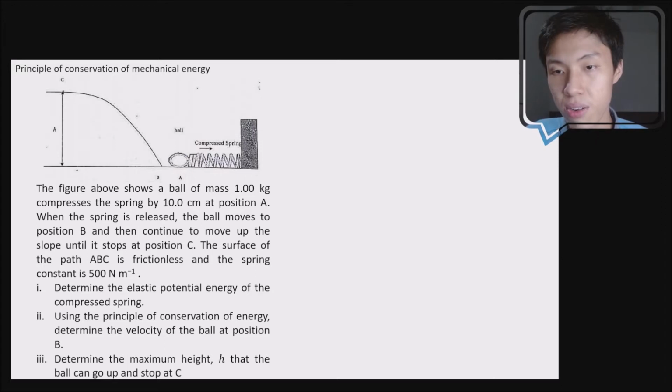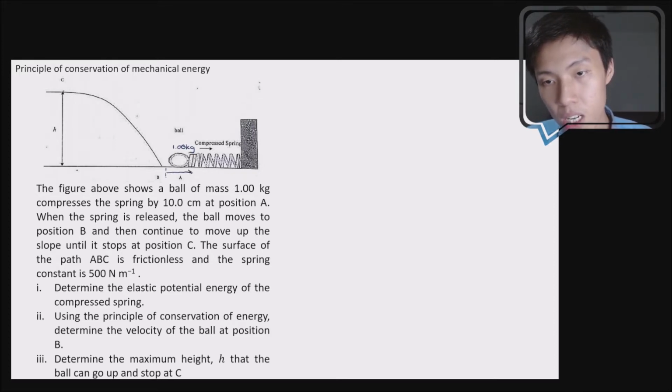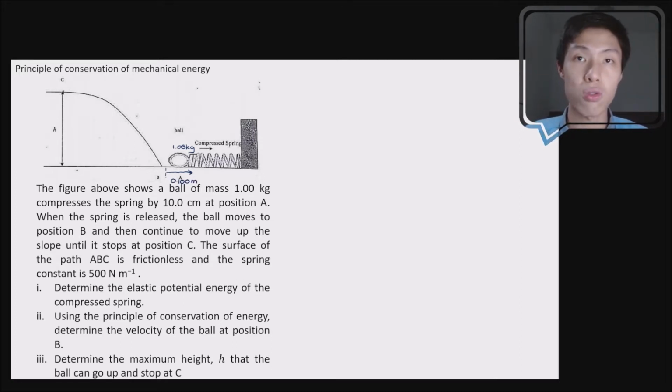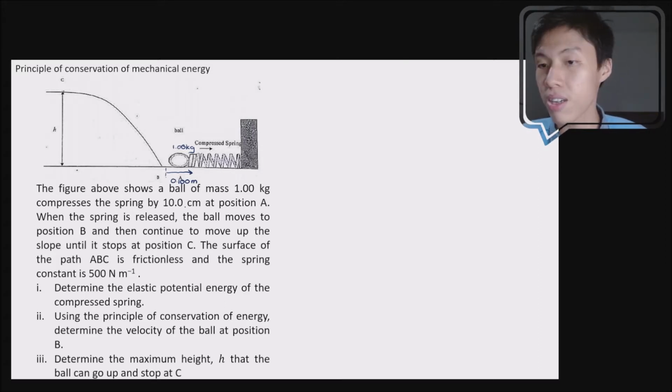So let's write that down. So we have our ball. This ball here is 1 kg, and this spring here is now being compressed from its original length by 0.100 meter. Okay, we just write down all the details you have in the diagram. We don't need to draw a new diagram since the diagram is given.